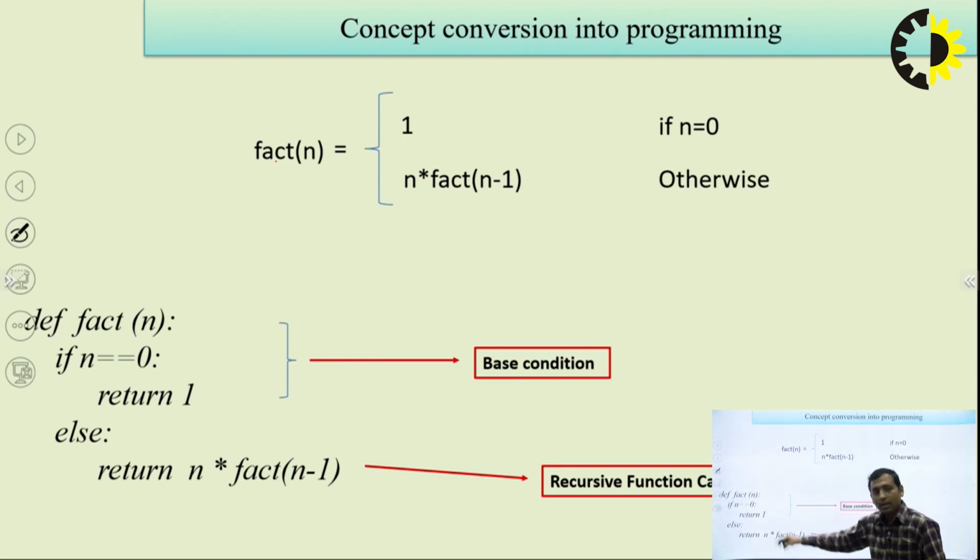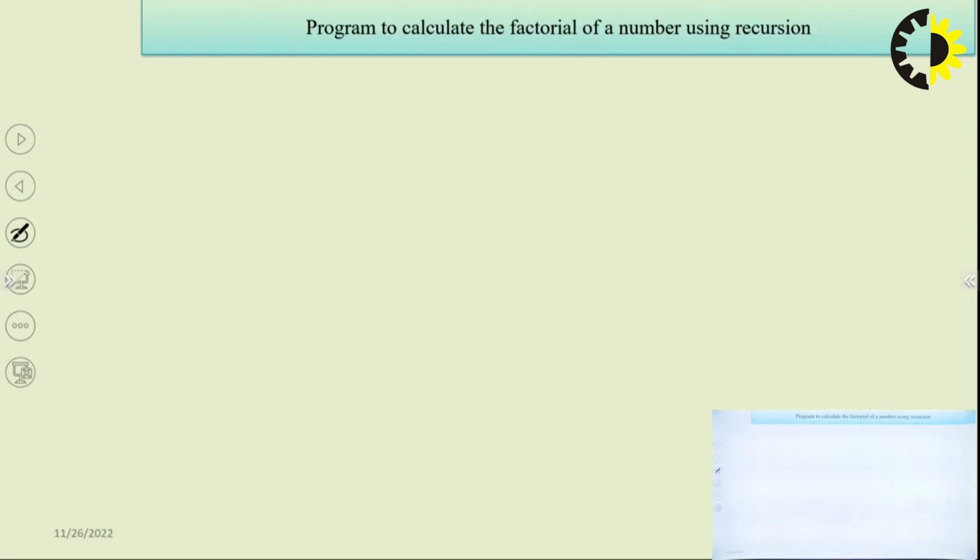So this is known as the base case, as we already discussed. Base case is n equals 0 then return 1, and this is a recursive call. This is a recursive call: when a function calls itself, it is known as recursion. So here the same function fact is calling itself with a different parameter. So this is a recursive call here. Now we can take examples of how recursion works for different situations and different problems.